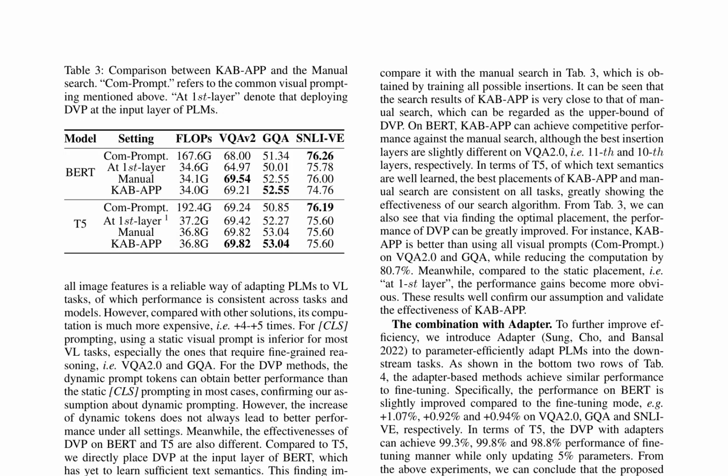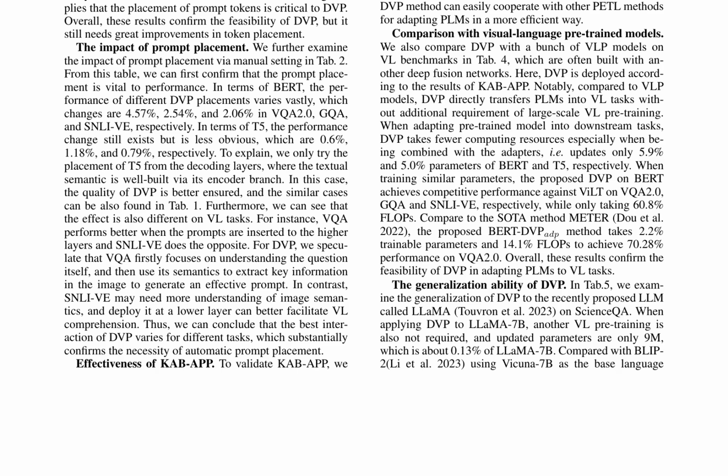The results show that DVP can achieve competitive performance with fewer computational resources, especially when combined with adapters. The paper highlights the importance of prompt placement and the effectiveness of KABAPP in finding the optimal insertion layer for DVP. It also demonstrates the generalization ability of DVP to other language models, such as Llama. Overall, the research contributes significantly to the field of VL tasks and the adaptation of PLMs to these tasks.